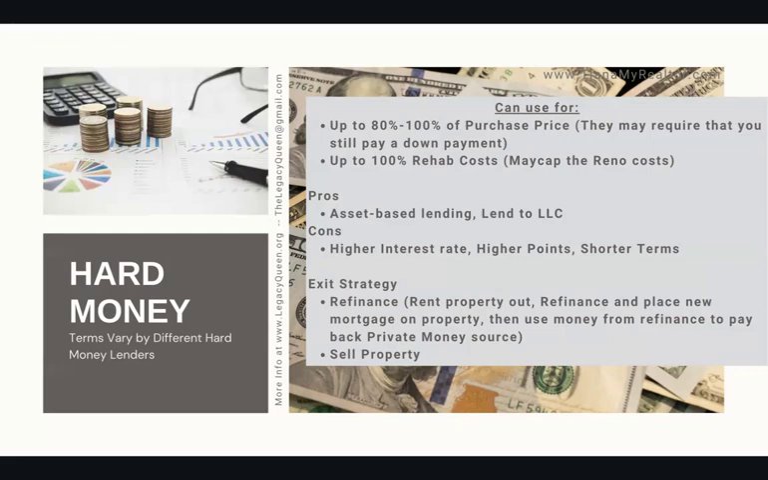Because they have higher interest rates, you have to have an extra strategy of refinancing in order to get a traditional loan on that property so you can get your lower interest rate, or selling that property so that you can be done with it. So you work that out with the hard money lender. They're going to have their terms.